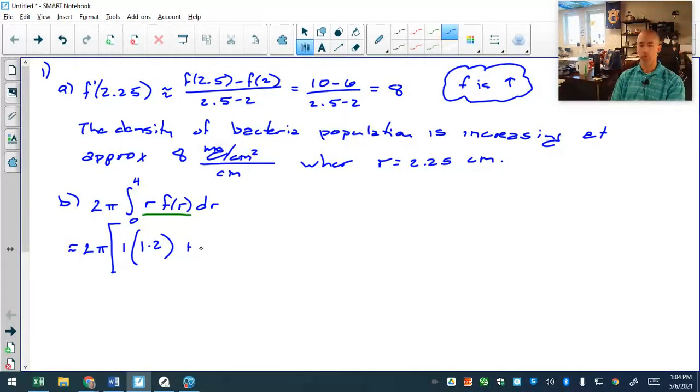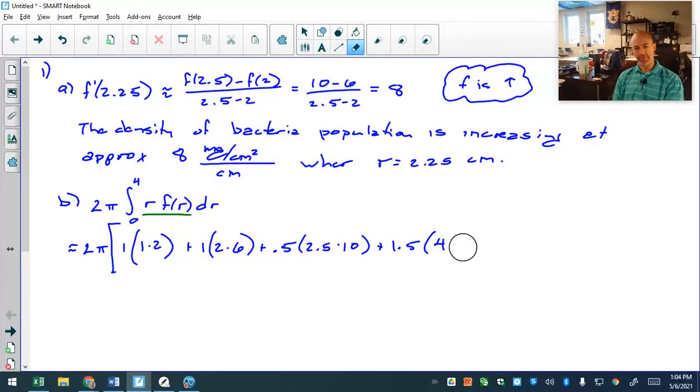My next interval from 1 to 2 is also a base of 1. And the height is R F of R, which will be 2 and 6. My next one from 2 to 2.5 is a base of 0.5. And my R value is 2.5 times my function value at 2.5, which is 10, F of R, or F of 2.5. Plus, and then from 2.5 to 4 is a base of 1.5. My R is 4, and my F of R is 18. And I would leave it like that.